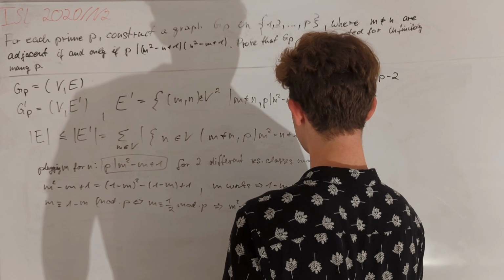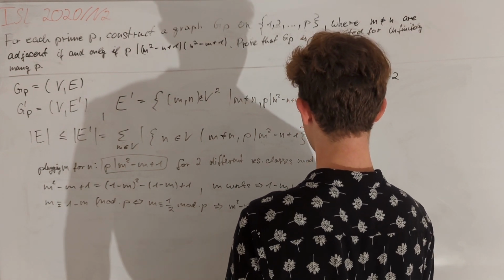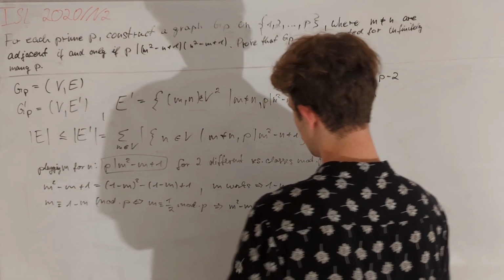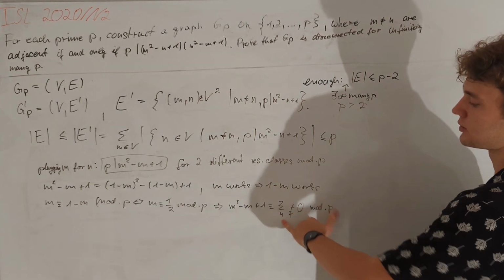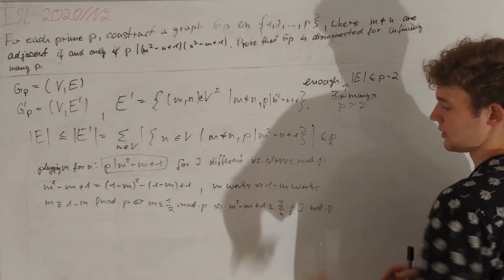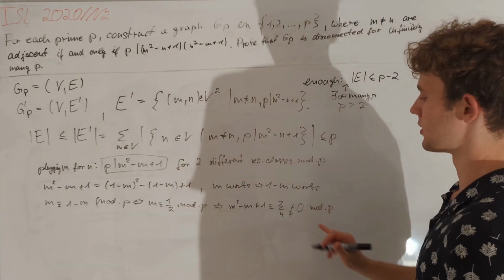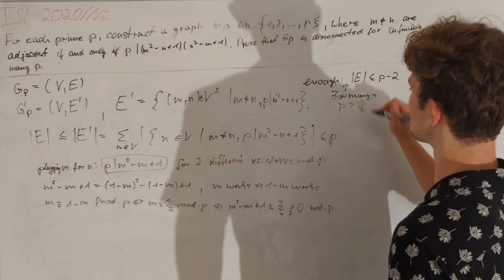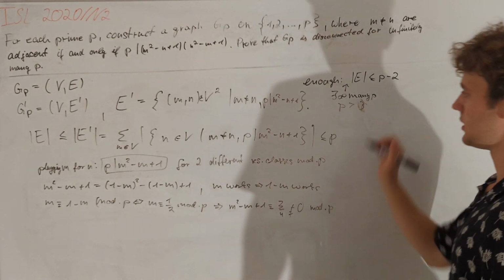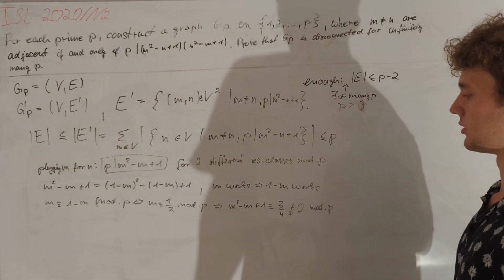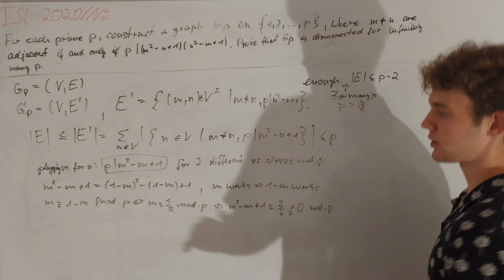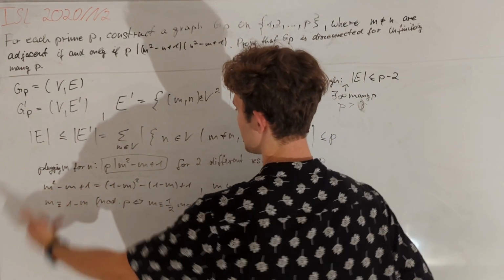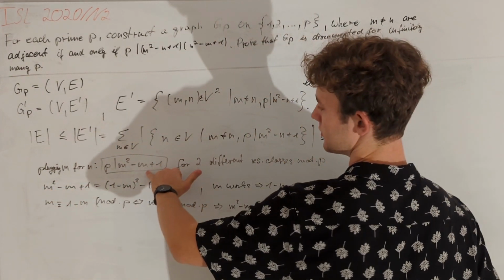This is not congruent to 0 mod p, because again this is the residue class. If you multiply it with 4 you get 3 mod p, and obviously that can't be 0 unless 3 is also 0 mod p. So I'm going to restrict this right here with p greater than 3, and then this condition holds. So we have shown that if m is congruent to 1 minus m, then this can't be true.